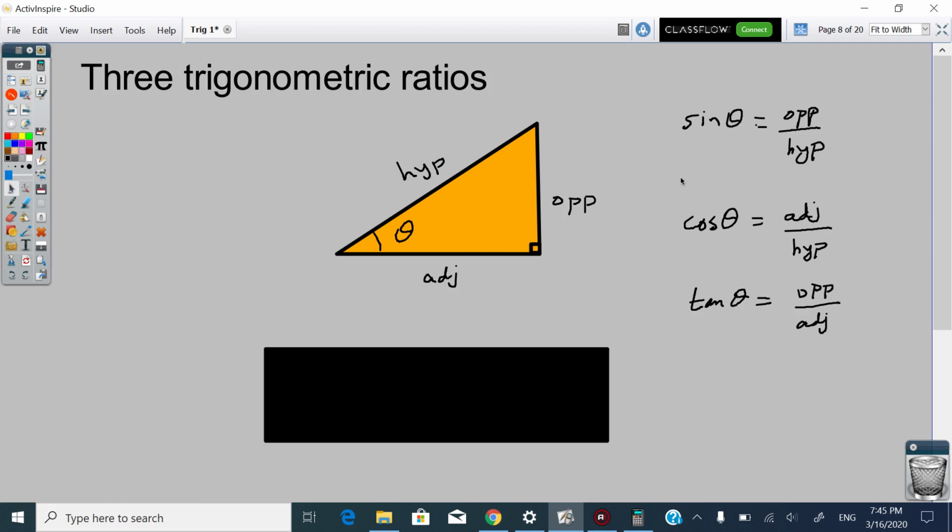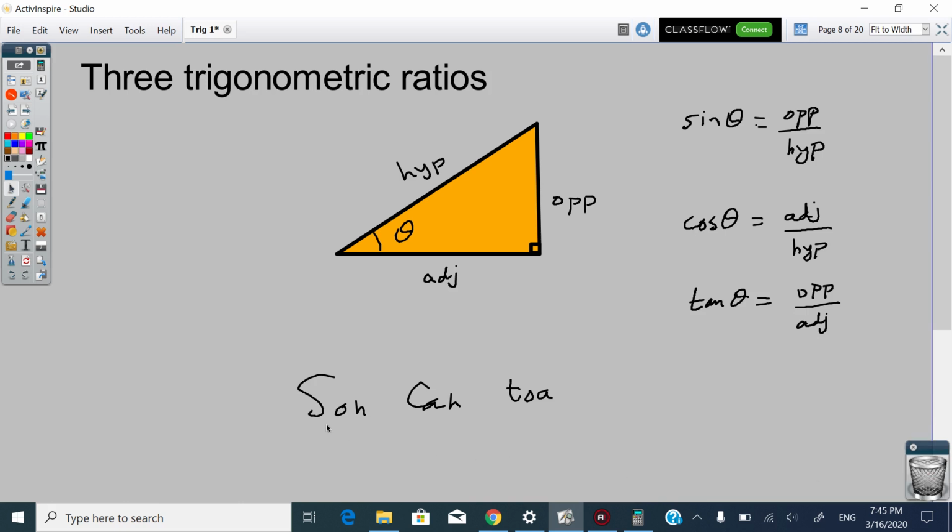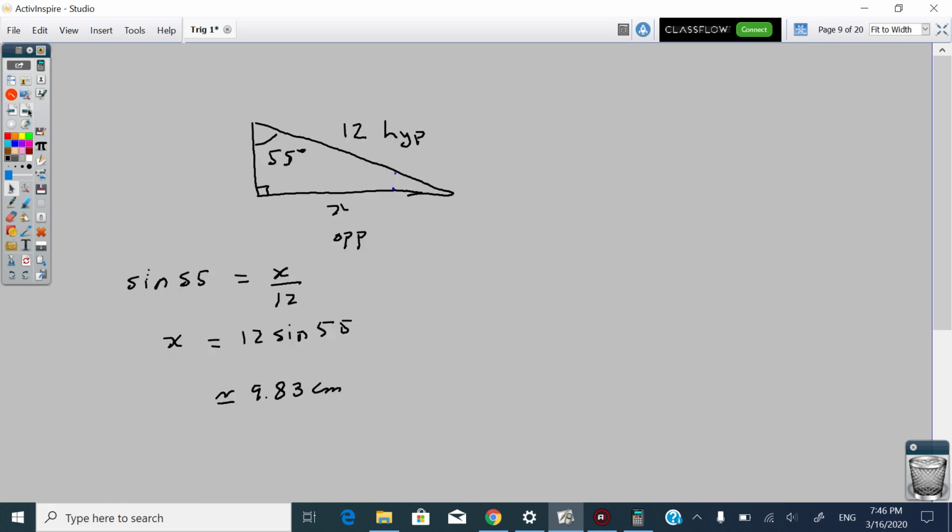Now, because sometimes people find it difficult to remember which pair of sides works together, there's a nice way to remember them, and that's by saying SOHCAHTOA. SOH refers to S for the sine, O for the opposite divided by the hypotenuse. CAH is C for the cosine, A for the adjacent divided by the hypotenuse. And TOA is short for tan equals the opposite over the adjacent. You need to remember these. Let's see how we apply them.